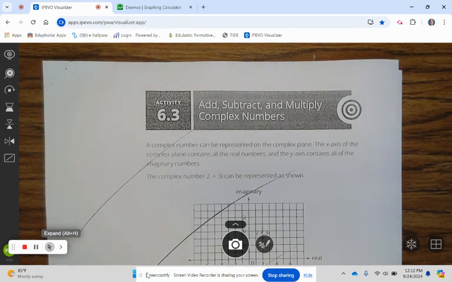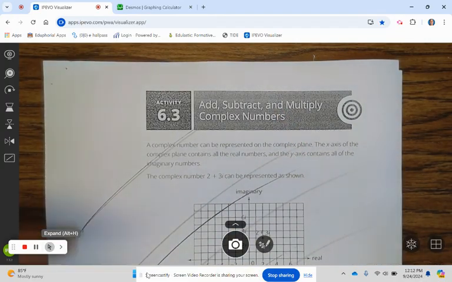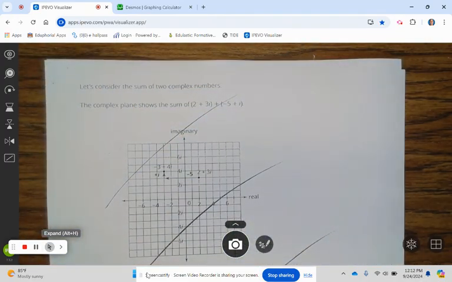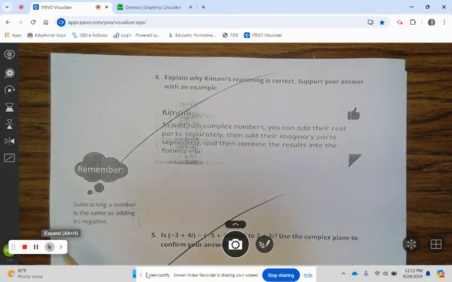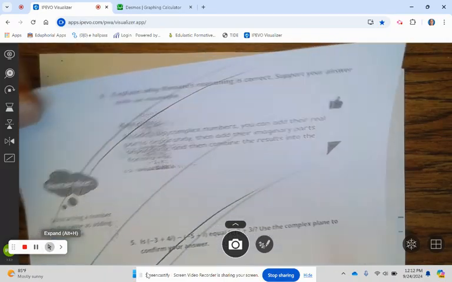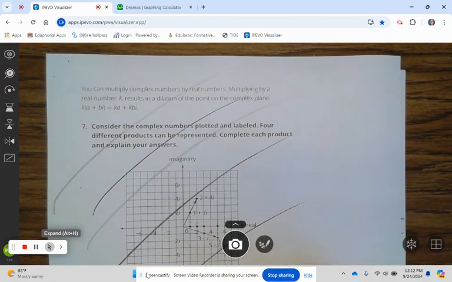So with activity 6.3, add, subtract, and multiply complex numbers. Go and mark out this page.